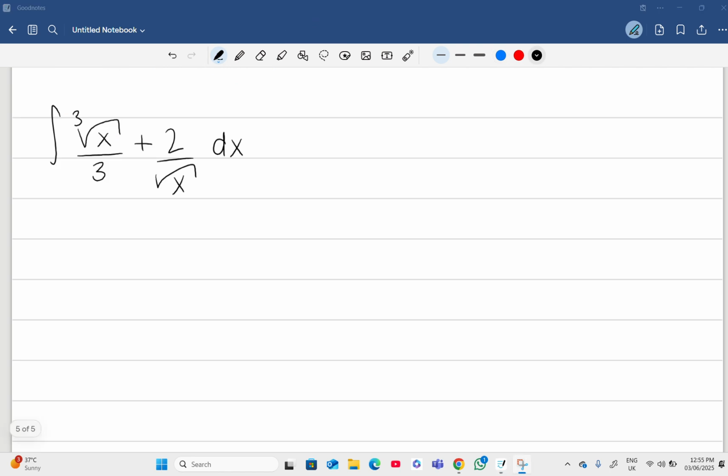So this is going to be the last question for the video. I have the integral of the third root of x over 3 plus 2 over radical x dx. How can I rewrite this? I have both problems, so this is going to be the integration of x to the power of 1 over 3, over 3, right, plus 2x to the power of negative half dx. I'm just fixing it now.